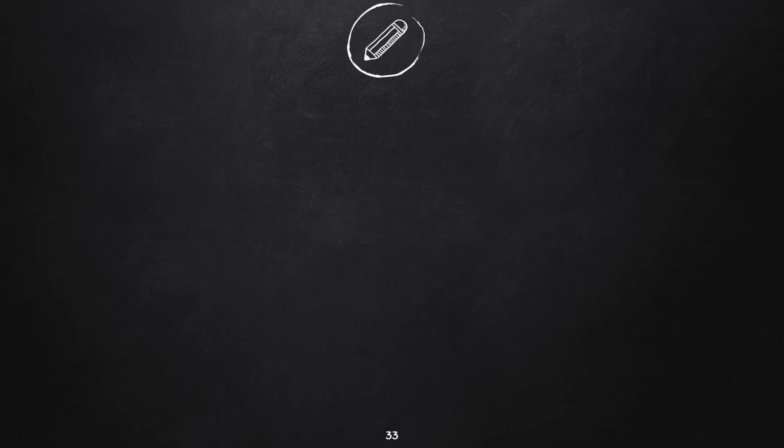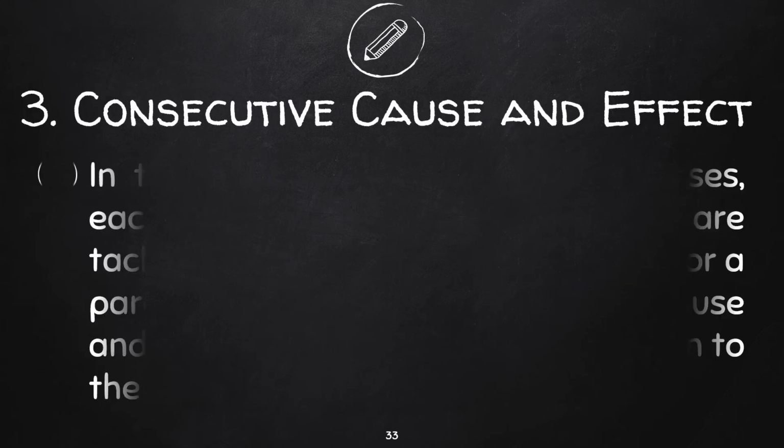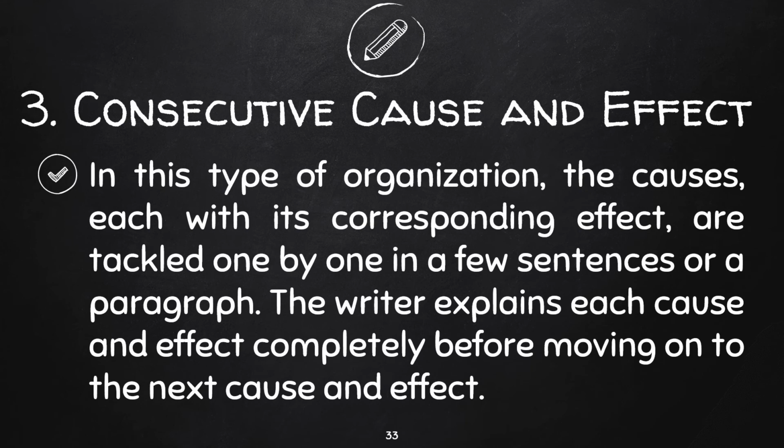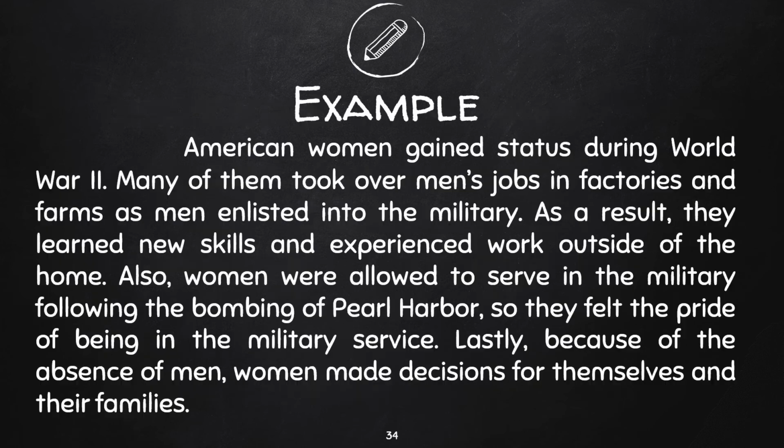The last one is consecutive cause and effect. In this type of organization, the causes, each with its corresponding effect, are tackled one by one in a few sentences or a paragraph. The writer explains each cause and effect completely before moving on to the next cause and effect. Let's read this example.